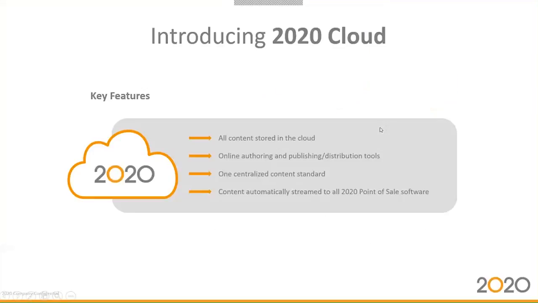So, 2020 Cloud. The key features of the 2020 Cloud are that, first of all, the content available is stored within the cloud environment. There are also authoring, publishing and distribution tools available to use. One centralized content standard, which basically means that all content available to you will be on the same standard and the highest quality available.